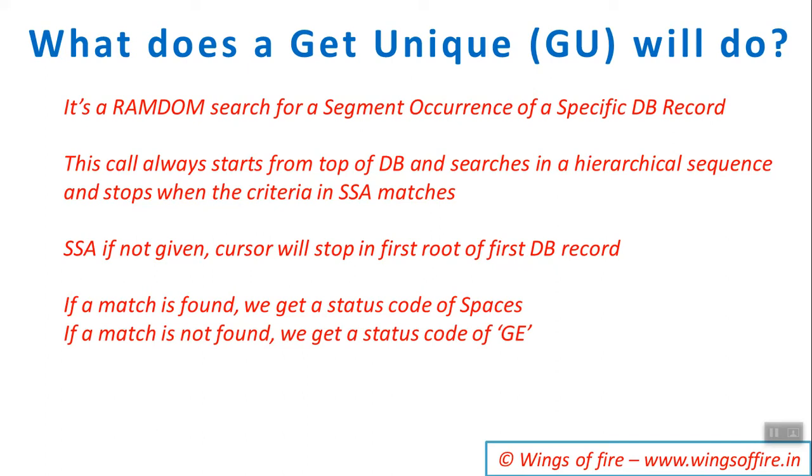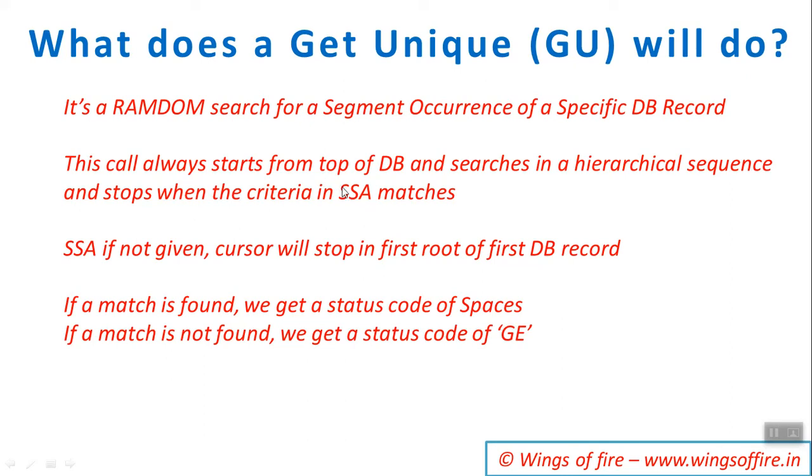If you give multiple SSAs, the subsequent SSAs, apart from the first SSA, are going to read within the same record. It is not going to process more than one record. Remember, a GU call will always start from the top of the database and search in hierarchical sequence until a match happens with the SSA.